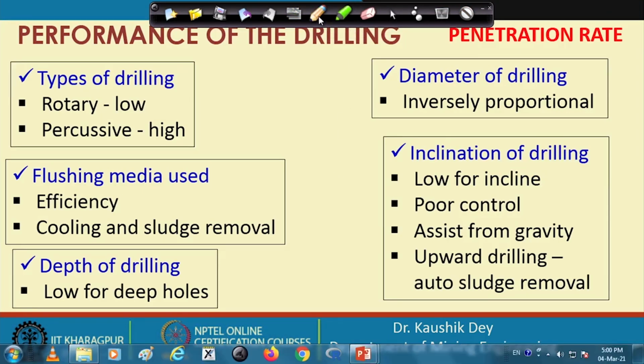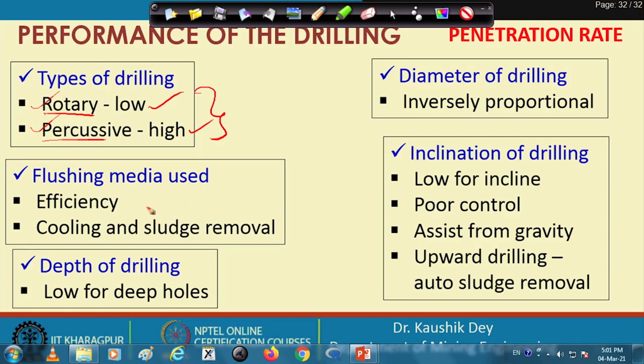Similarly, if the drilling is carried out rotary, then the penetration rate observed is a little bit low. In case of percussive, the penetration rate observed is a little bit high, but in very strong rock cases, it may often differ. So, this basically depends on the type of rock and the interaction between the machine and the rock. Depending on that, rotary or percussive also plays a large role.